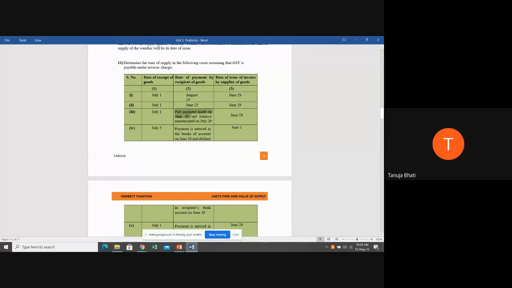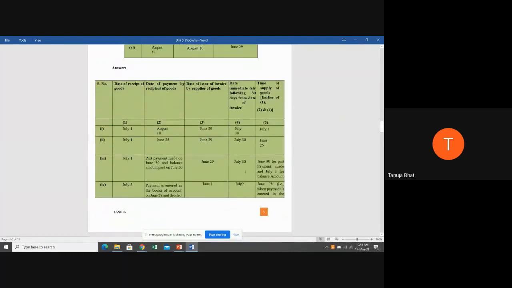Next, third case, July 1st. Part payment was made on June 30th and the balance was made on July 20th. And the date of issue of invoice is June 29. So how are you supposed to solve this, students? Part payment is made on June 30 and the balance is made on July 20th. So for that part payment, first you need to see what is the time of supply, and then for the balance you need to see what is the time of supply.